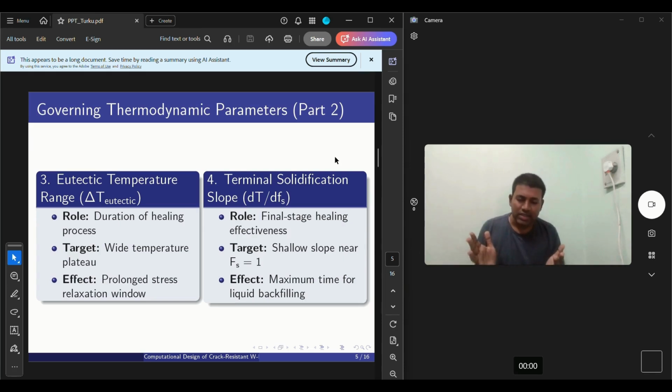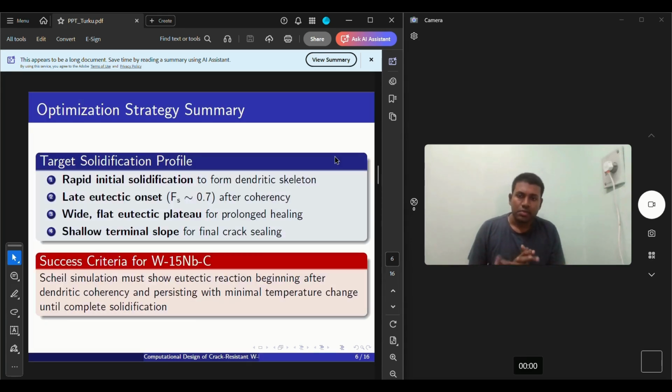It is primarily necessary that a shallow slope is observed near Fs equals 1. A steeper slope indicates rapid solidification, while a shallow slope allows maximum time for the liquid to backfill and relax the stresses. So these are the primary parameters I will be focusing on. The work summary has been provided as follows, which will be the primary concern during this entire optimization process for the higher niobium content of 15%. Thank you, and I'll be moving on next to the second part.